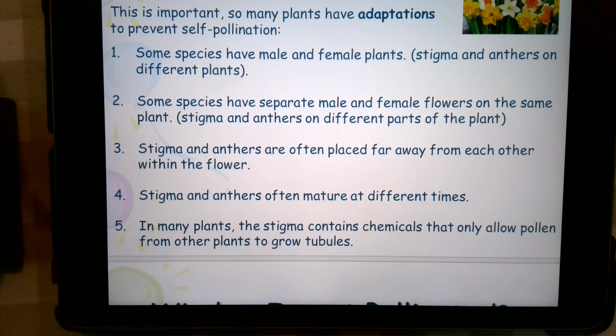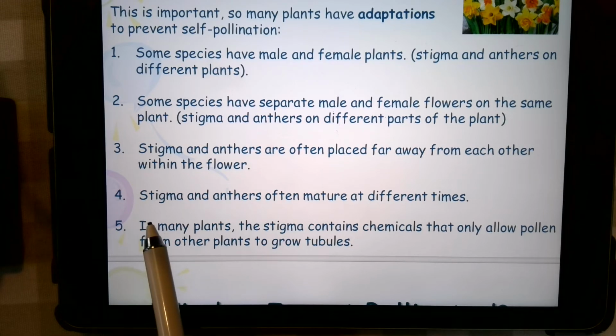Stigma and anther are often placed far away from each other, so often it'll be the case that the stigma is raised above the anther, so it's very difficult for the pollen to actually move upwards. However, if the stigma was located below it, of course the wind or an insect or an animal could brush off it and the pollen could drop onto it.